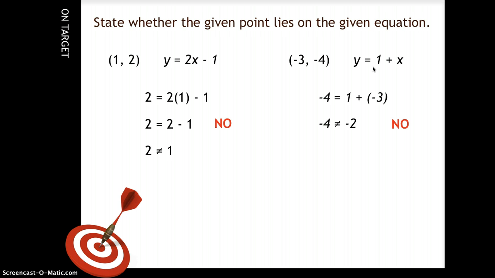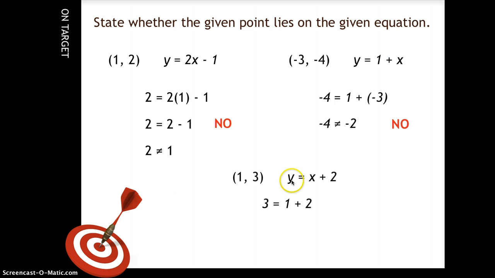Okay, last example. How about point 1, 3? Does it lie on the equation y is equal to x plus 2? Okay, again, it's a simple substitution. You substitute 1 to your x and substitute 3 to y. The order is always x, y for your coordinates. So don't get confused. So now let's substitute the values.